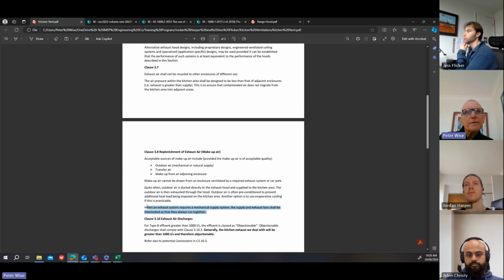So another requirement is, if an exhaust system requires a mechanical supply system, then they must be interlocked so they always run together, and that's obvious. If the exhaust fan starts, the supply fan has to start as well.